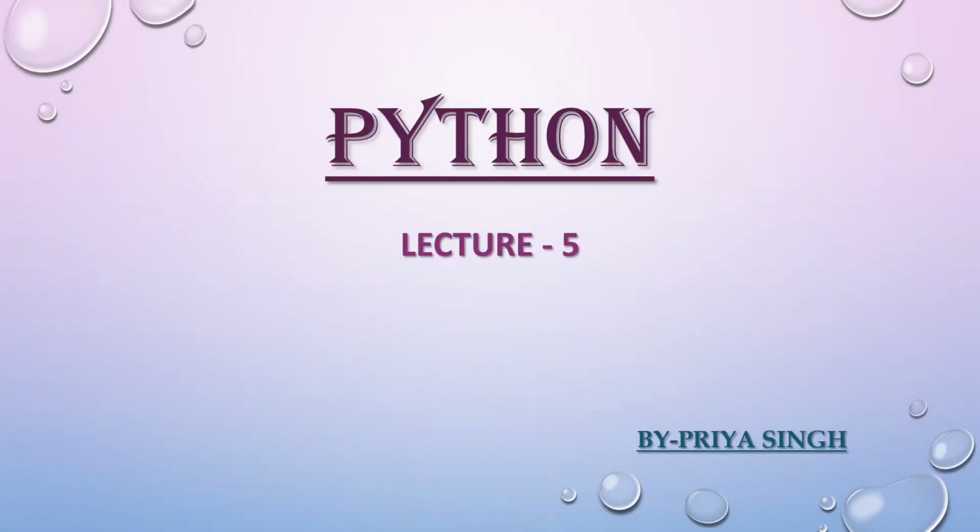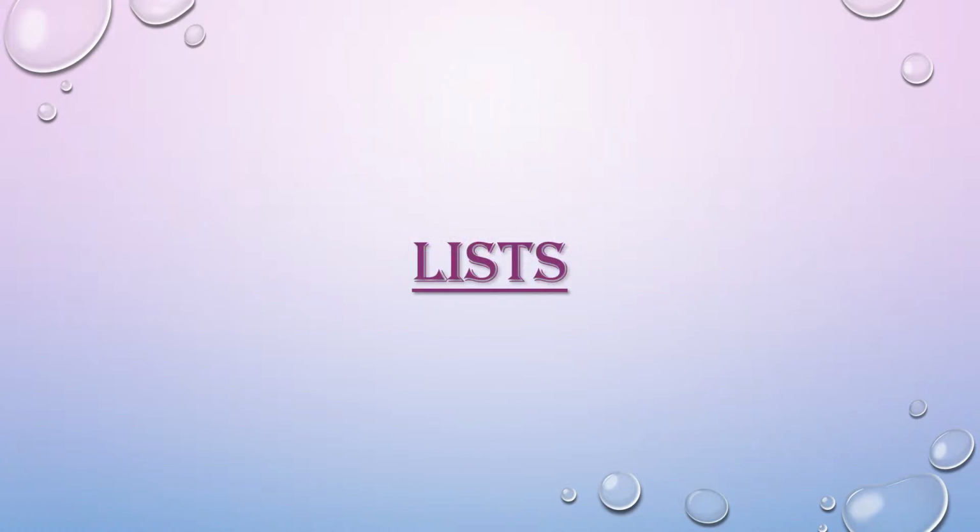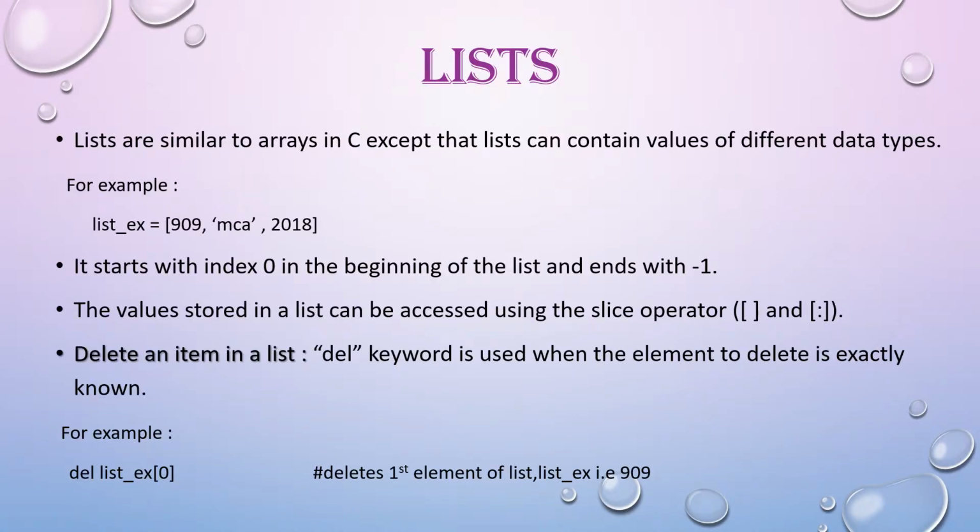So, this is the fifth lecture of the Python technology. We will discuss list, the third topic of the variable types. Lists are similar to arrays in C, except that a list can contain values of different data types.